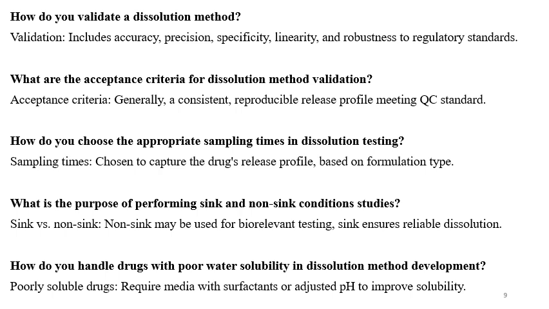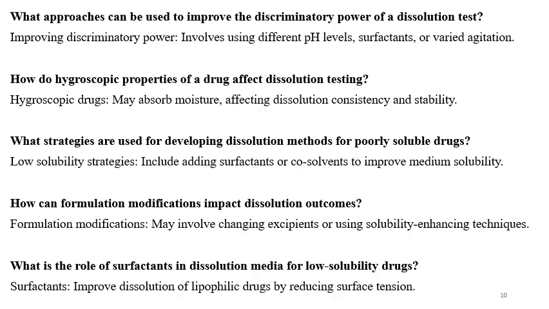How do you handle drugs with poor water solubility in dissolution method development? So BCS class 2 and 4 drugs generally have poor solubility, and these require media with surfactant or adjusted pH to improve the solubility. What approaches can be used to improve the discriminatory power of a dissolution test? So improving the discriminatory power involves using different pH levels, surfactant or varied agitation.